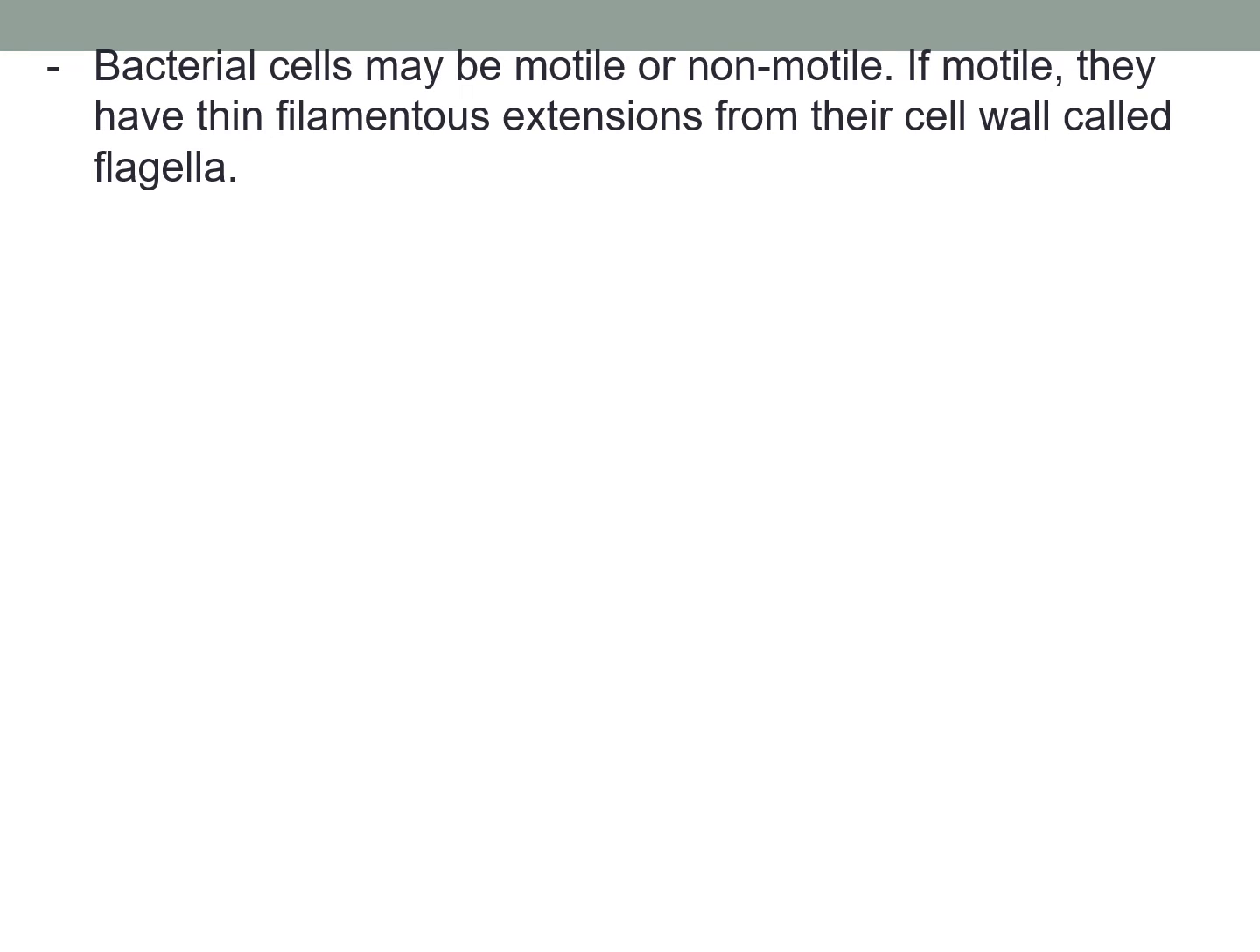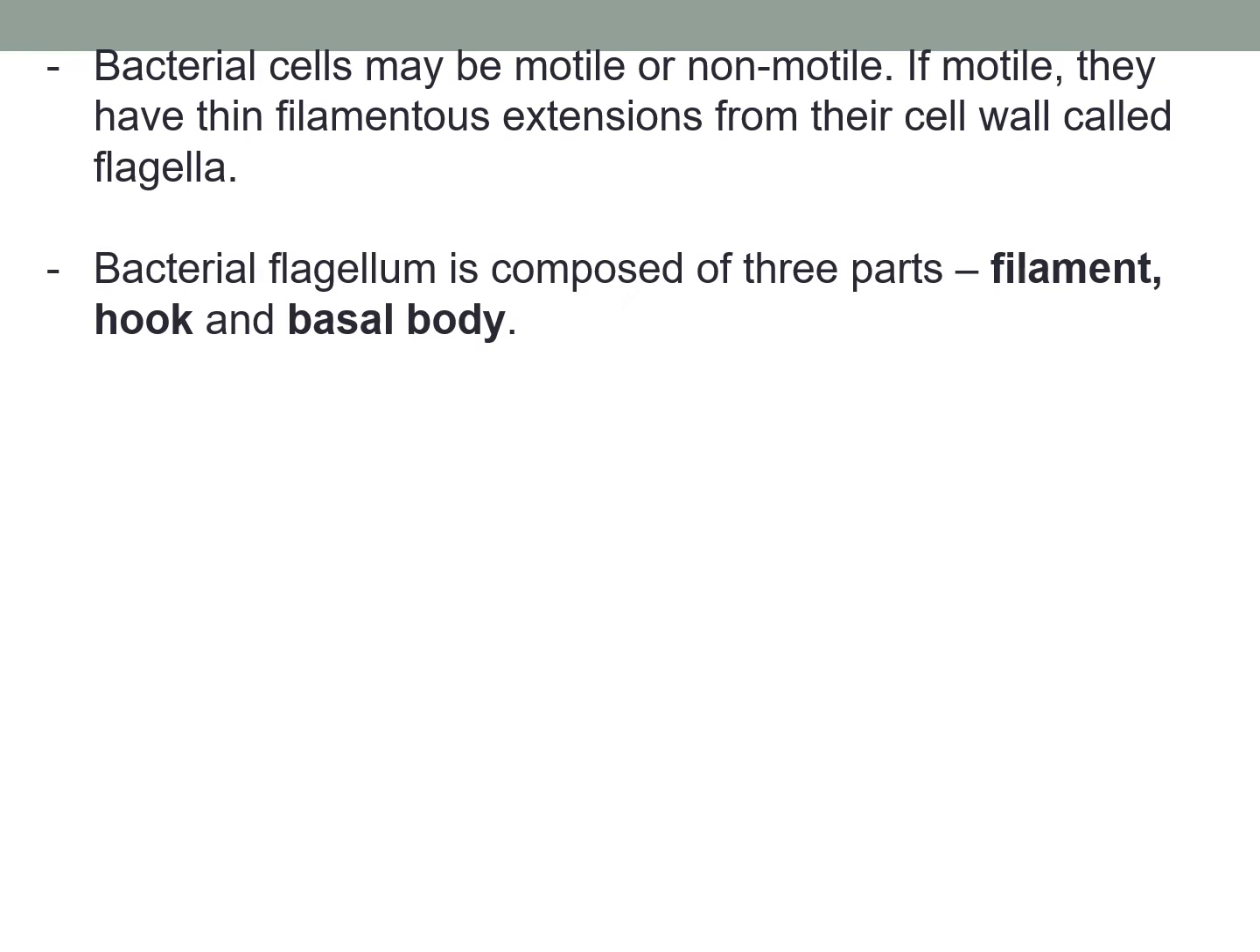Bacterial cells may be motile or non-motile. If motile, they have thin filamentous extensions from their cell wall called flagella. Bacterial flagellum is composed of three parts: filament, hook, and basal body.